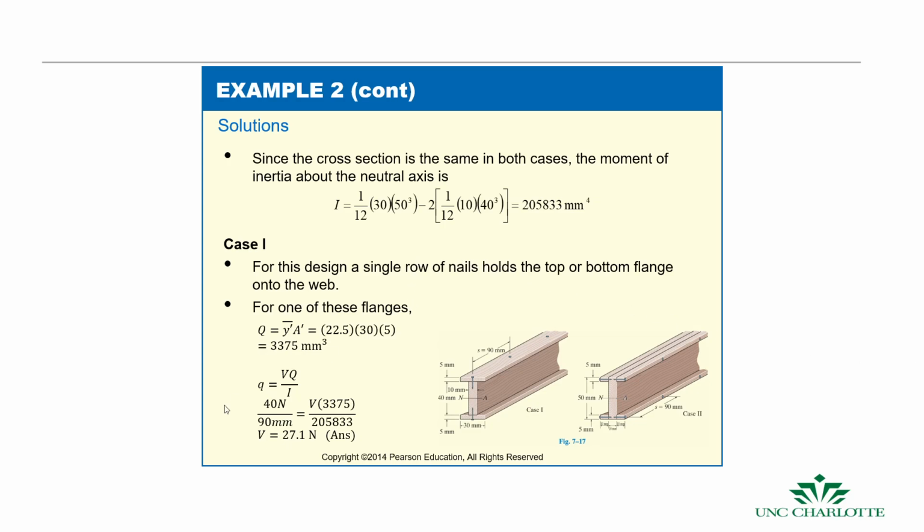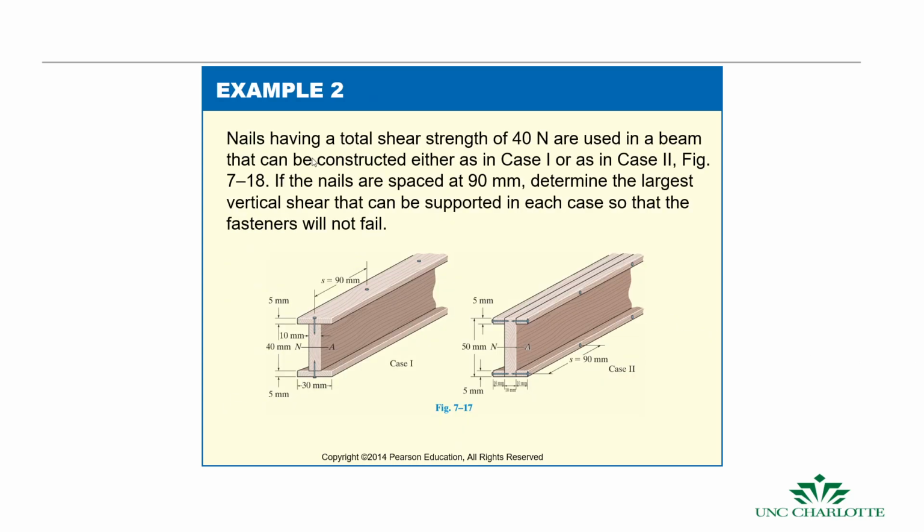Sorry, I noticed a typo here. This was pounds, so I fixed that. Now, this says that the nails have a shear strength of 40 newtons, and they're spaced at 90 millimeters, so the shear flow is going to be 40 over 90. That gives us a unit of force per distance.